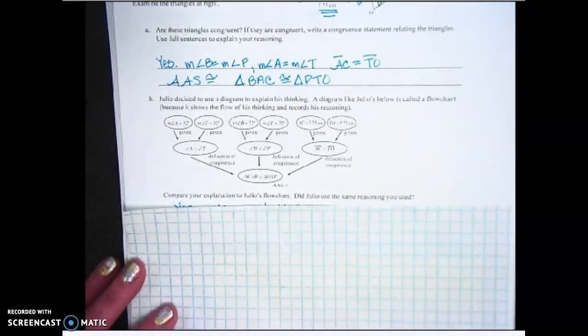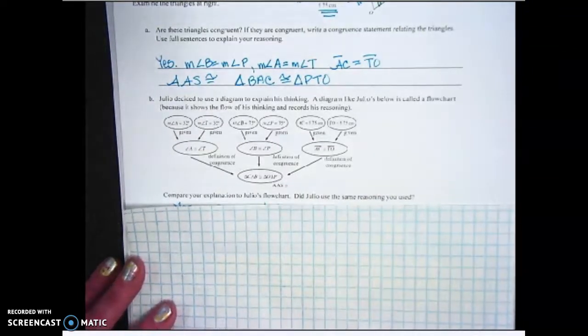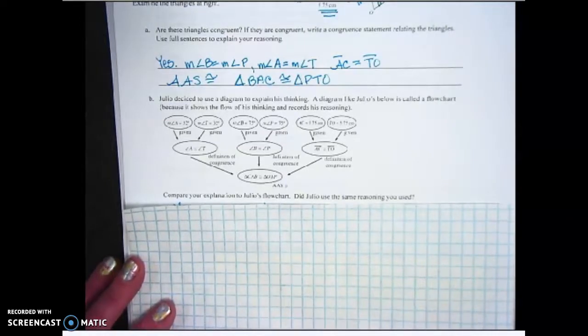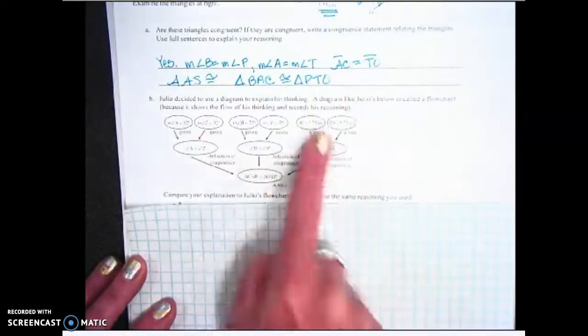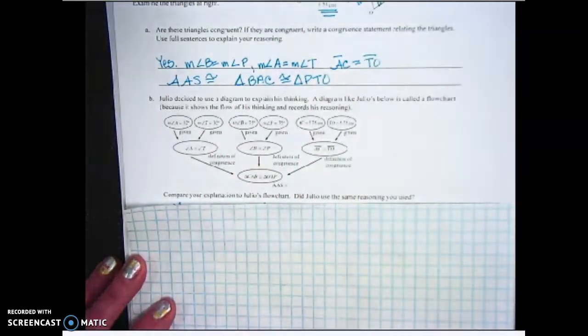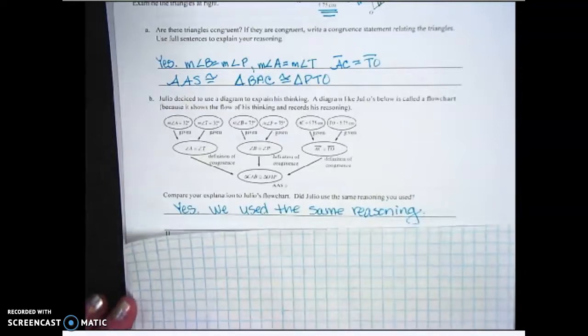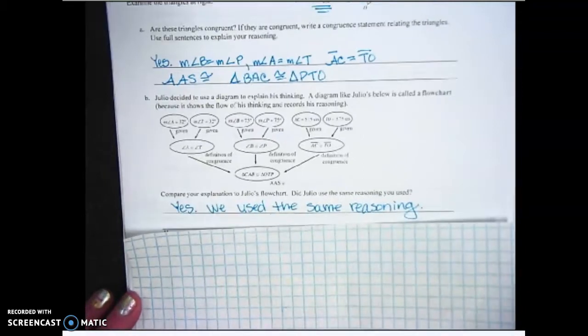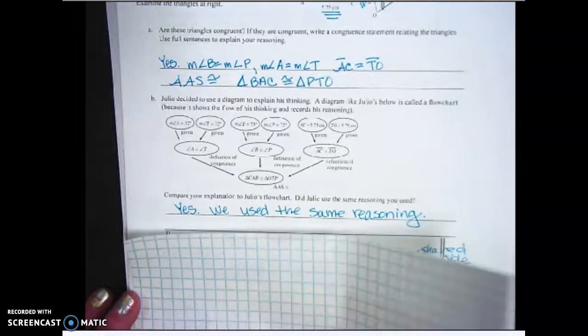All right? Compare your explanation to Julio's flow chart. Did Julio use the same reasoning we used? That would be yes. We got angle, angle, side. We wrote it kind of like a sentence. He wrote it in this beautiful little flow chart. Okay? So you're going to say, yes, we used the same reasoning as Julio did. All right, turn over to page 8.